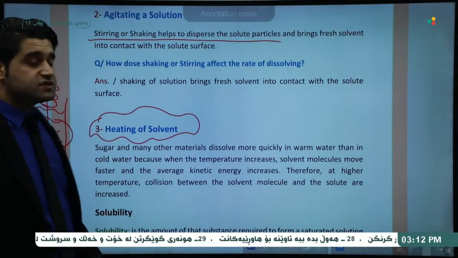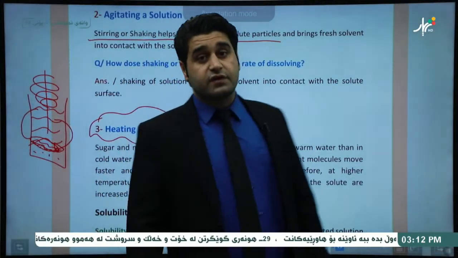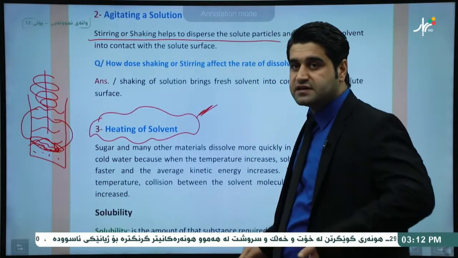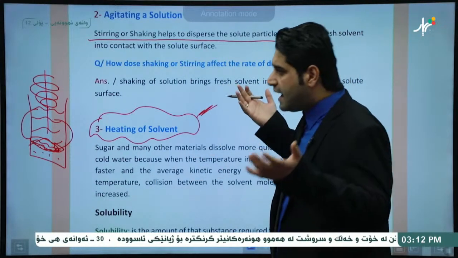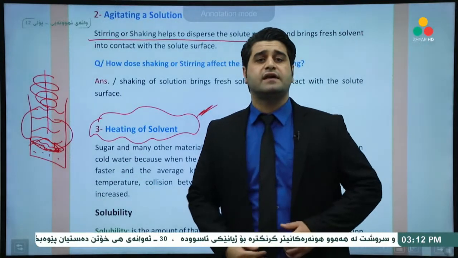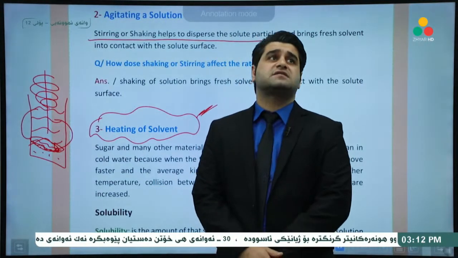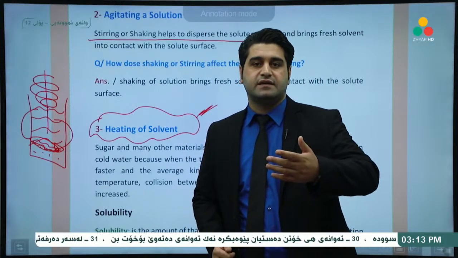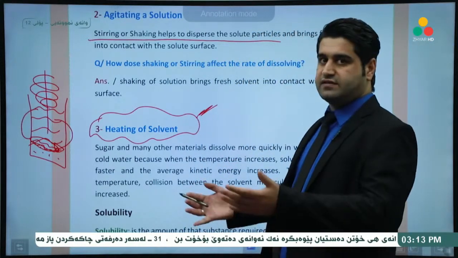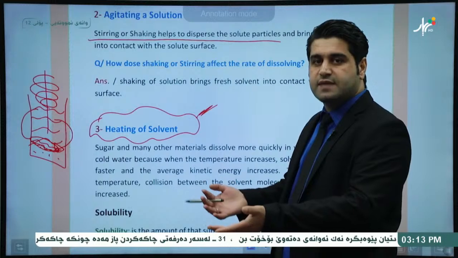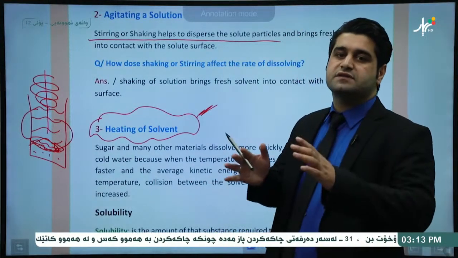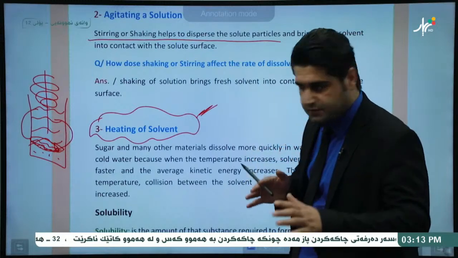What about the heating of the solvent? From now on, the answer for the heating factor will start with the increase of kinetic energy. Anytime we have a question about heating, why heating affects that thing, you have to start immediately with the kinetic energy. Because the kinetic energy increases, so the thing is going to happen. This is a very good answer for the whole grade 12 chemistry book.